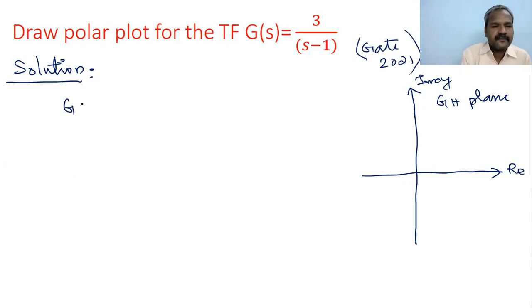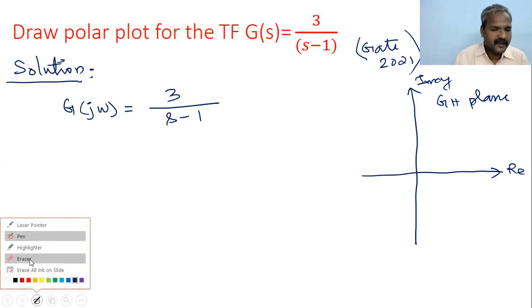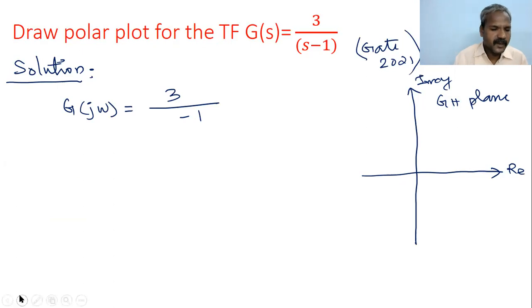So first, G of j omega for this transfer function, 3 by s minus 1. Replace s by j omega.